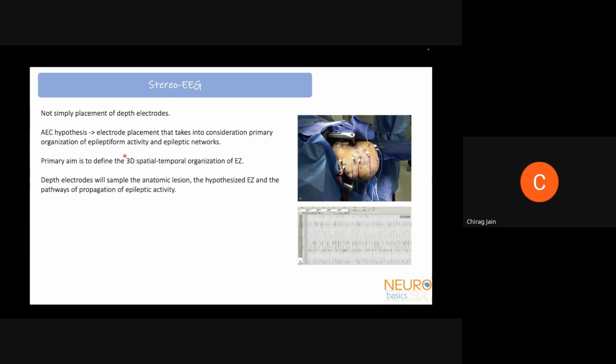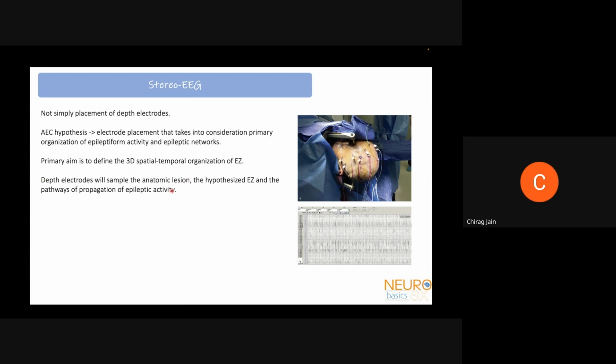It's not simply putting in depth electrodes. You have to have a hypothesis. You have to know where your focus is coming from, where it is propagating. And with stereotaxy, you have to put the electrodes in those particular locations. The primary aim of these is to define the 3D spatial and temporal organization of the epileptogenic zone.